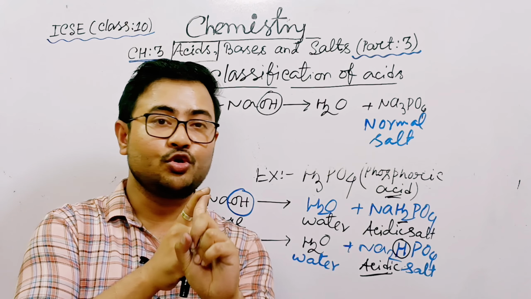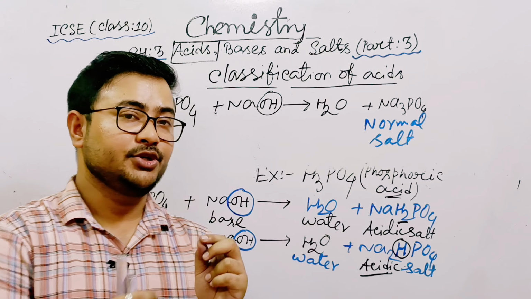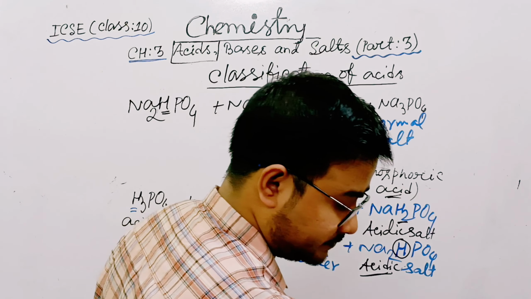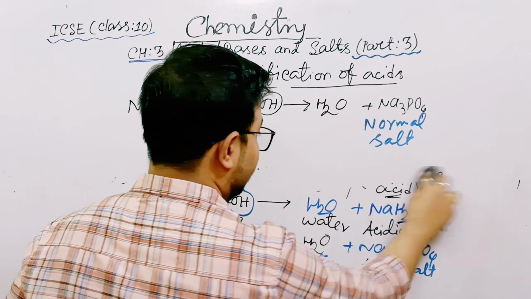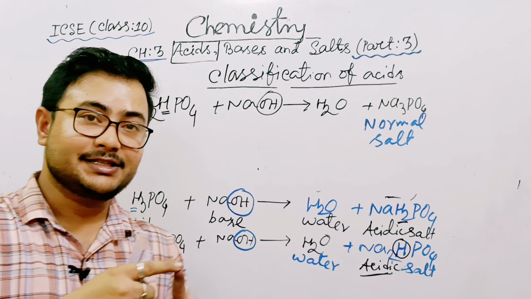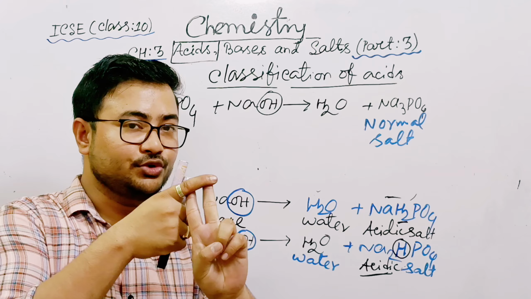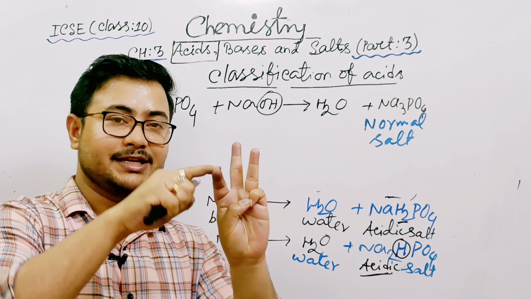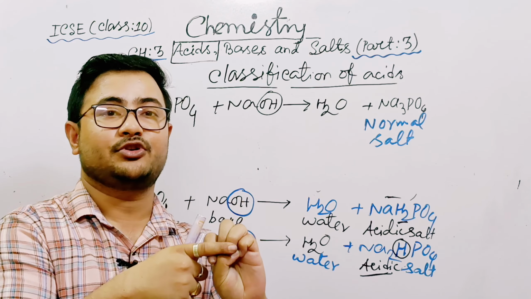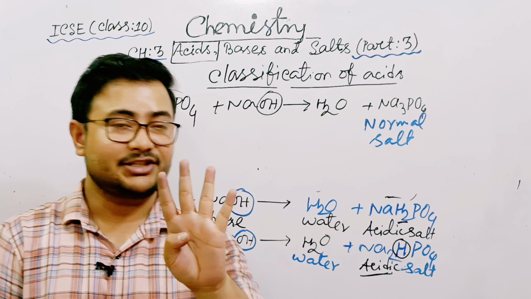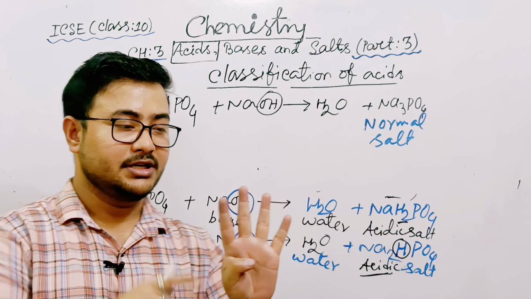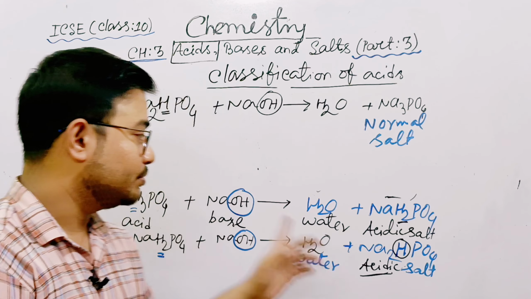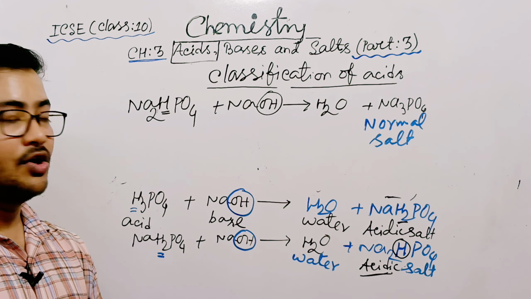So do you understand the concept? If you have monobasic acid, in a single step you can complete everything. If it is dibasic, the first step produces acidic salt. Dibasic means 2, no? First step acidic salt, second step normal salt. Tribasic: first step acidic, second step acidic, third step normal. So can you tell me what will happen in tetrabasic acid? First step acidic salt, second step acidic salt, third step also acidic salt, fourth step it will form normal salt.